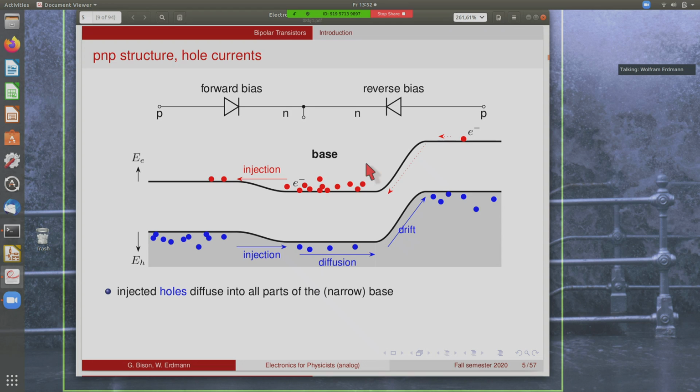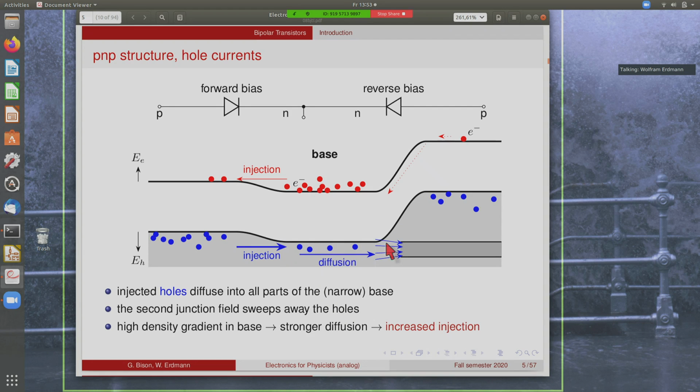Now, if you look at the holes instead, we also have the injection of the holes across the reduced barrier height into the base, but now the recombination here will be negligible. Instead, the holes fill the whole base, which is thought of as narrow. So there's not enough room, not enough length for them to recombine, and they basically go through this narrow base. And on the other side, the junction field sweeps away all the holes that arrive here.